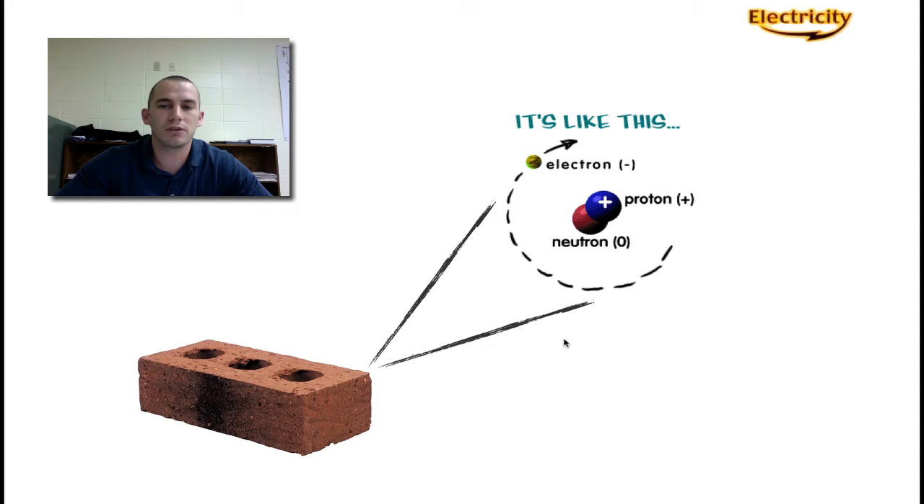But every now and then you can lose some of these electrons. It's a little harder for an atom to lose its protons, so most of the time it's going to be a transfer of electrons that gives an object or a material a charge.